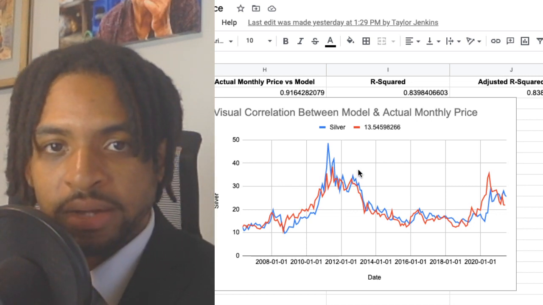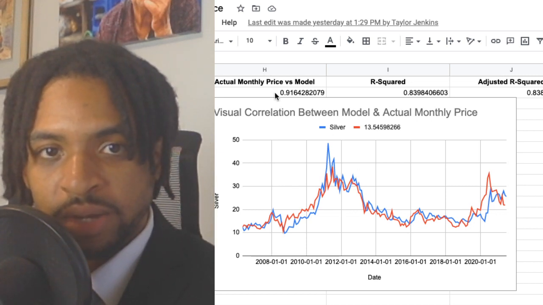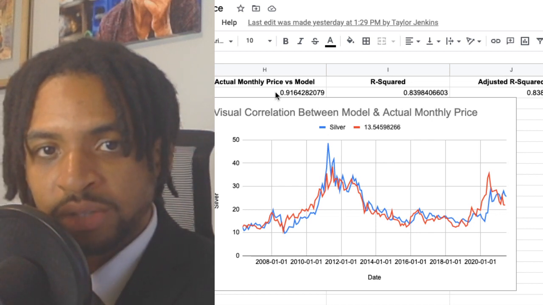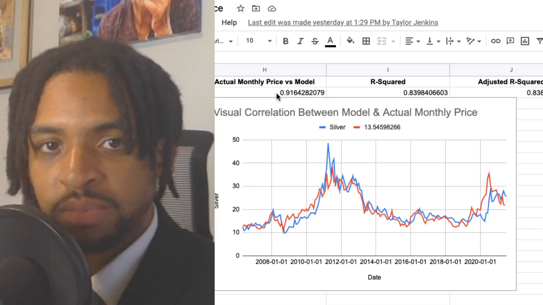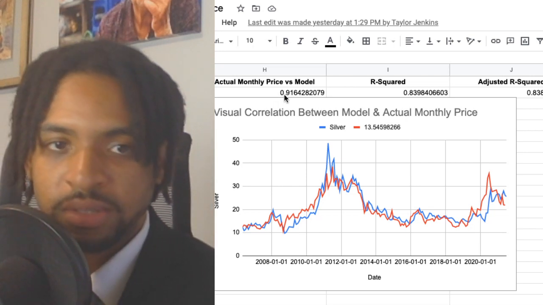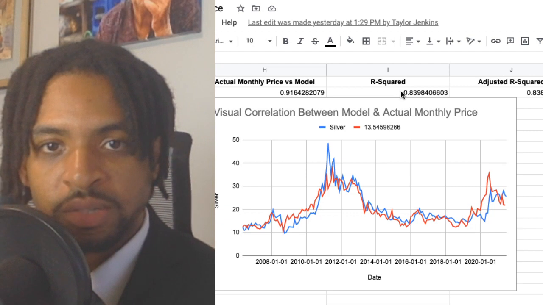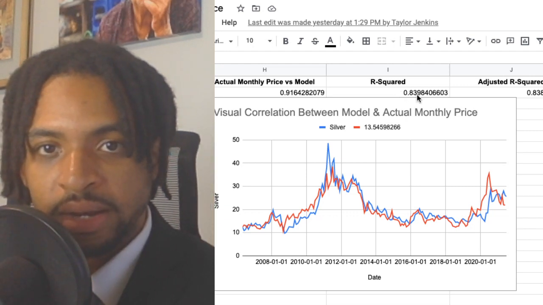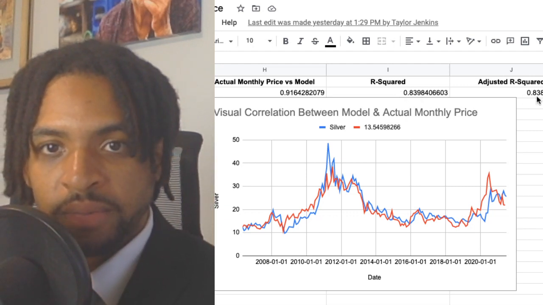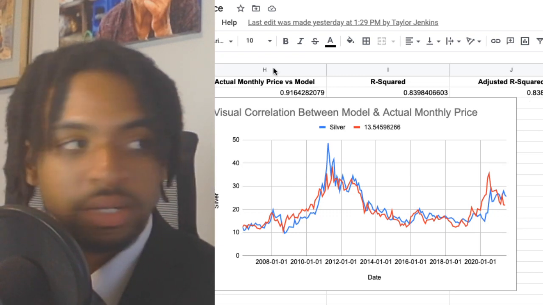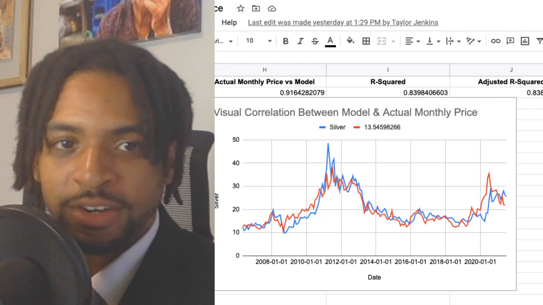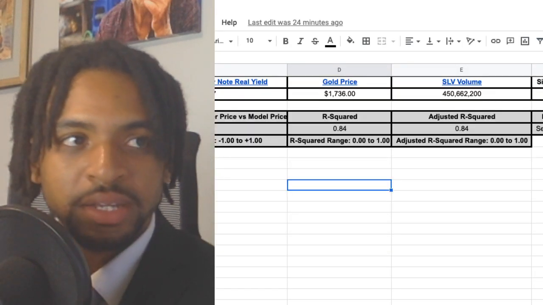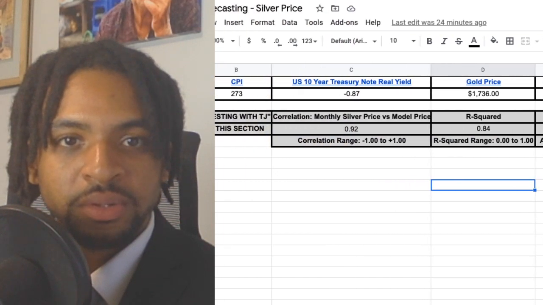So I also want to show you this as well. The actual correlation between monthly price and the model price is 0.916, which you can round up to 0.92. R squared is 0.839, and adjusted R squared is 0.838. And here is the forecast based on the data that we have today. So let me scroll over here.